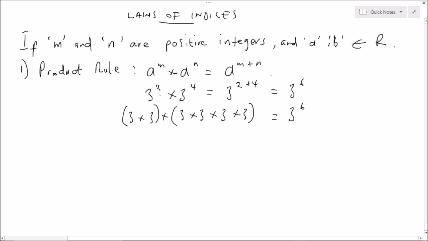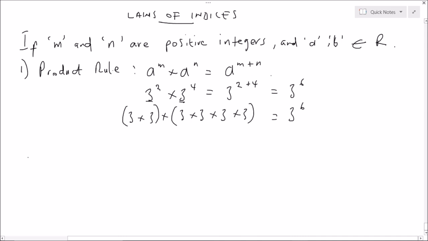Hence, we see that if you are multiplying two indices which have the same base, take note that the bases here are the same, that is base 3 and base 3, then you can simply simplify by adding their exponents or their powers. That's 3 exponent 2 plus 4, which gives us 3 exponent 6. Hence, this rule is true.